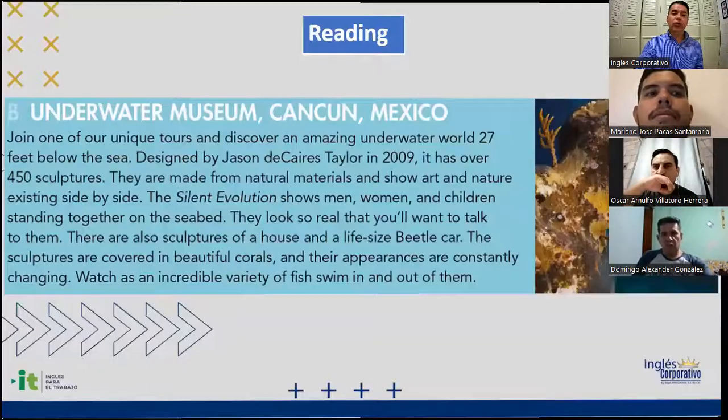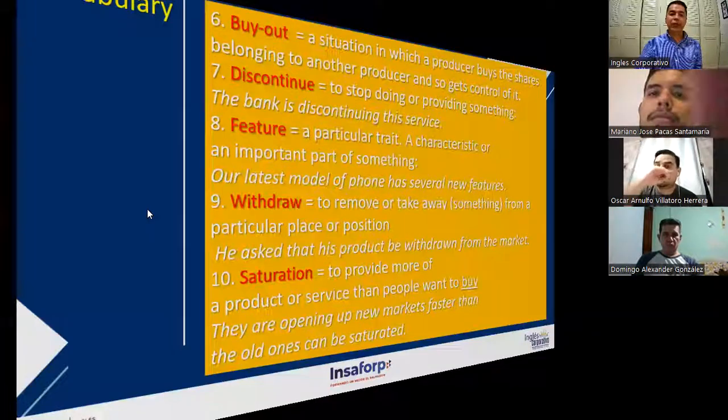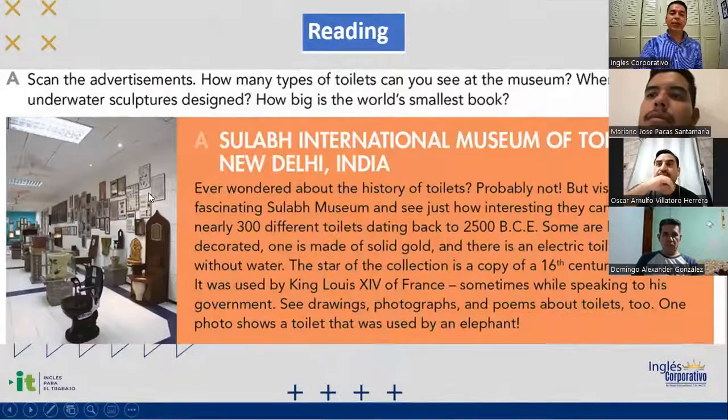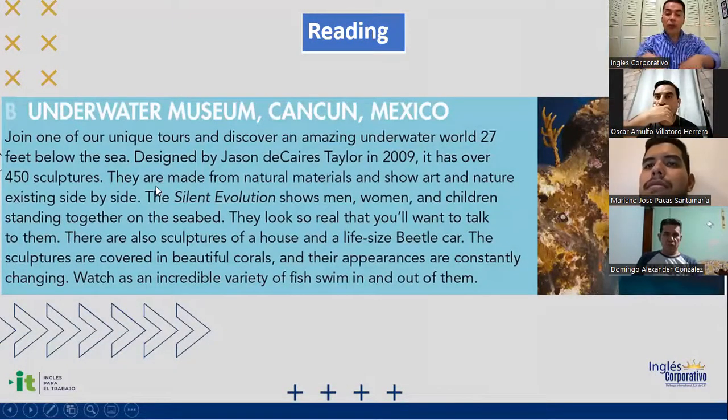Okay, so we have three advertisements, right? Number one, how many types of toilets can you see at the museum? Listen, it's a museum of toilets. Number two, when were the underwater sculptures designed? The second one is a museum under the water.